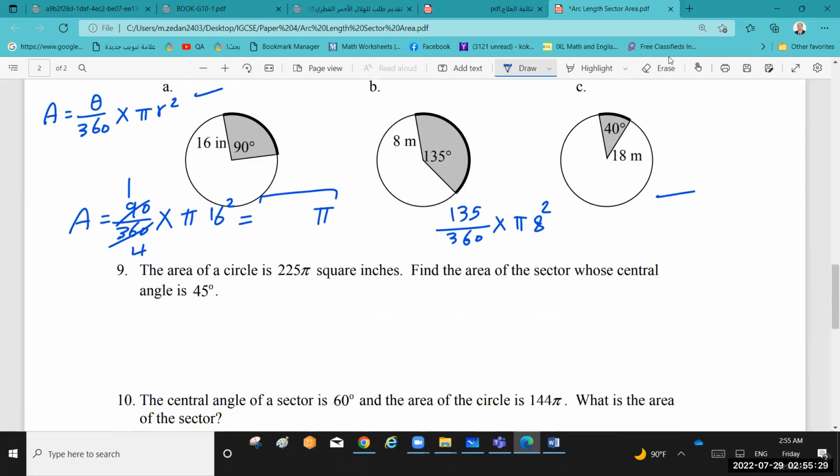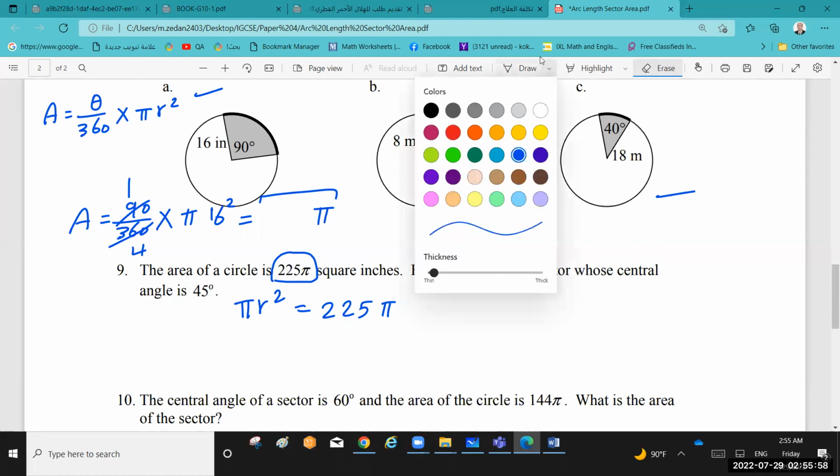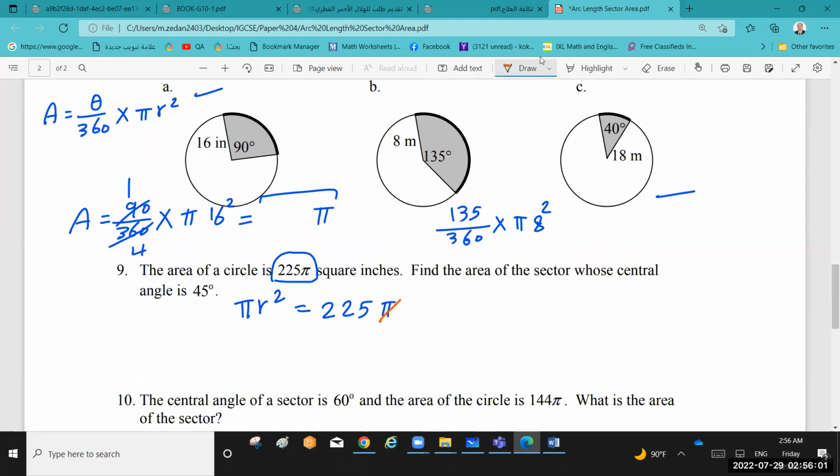Let's go to number 9. Now the area of the circle is given: 225 pi square units. From this, you can calculate r first. The area of a circle is pi r squared, so pi r squared is equal to 225 pi. By dividing each side by pi, r squared is equal to 225. Simply, r is the square root of 225, which is 15. So the radius of the circle is 15.